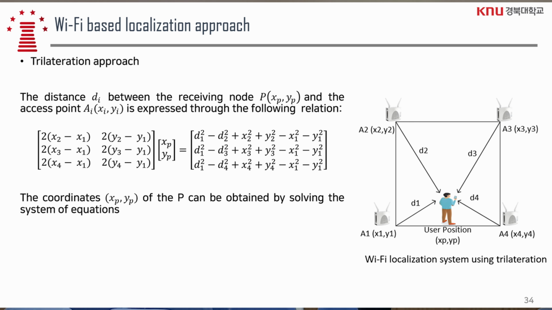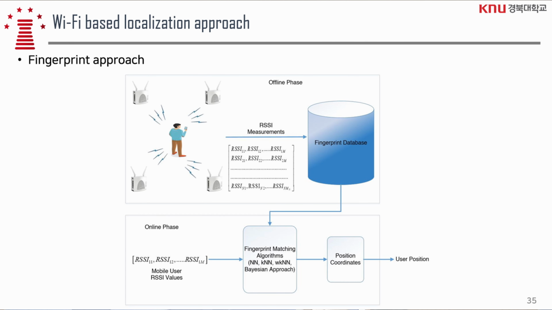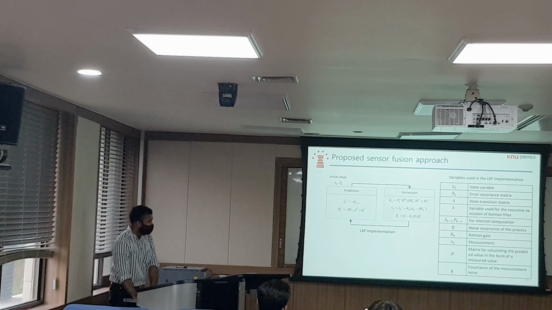And the basic fingerprint approach. Using the fingerprint approach, we first collect the RSSI data and create a fingerprint database. That is called the offline phase. In the online phase, again we use the RSSI values and any of these algorithms like NN, KNN, WKNN, or the Bayesian approach. With any of these algorithms, we estimate the equilibrium distance, compare the RSSI values, and estimate the user position. To combine both algorithm results, we again used a Kalman filter based algorithm, a linear Kalman filter.